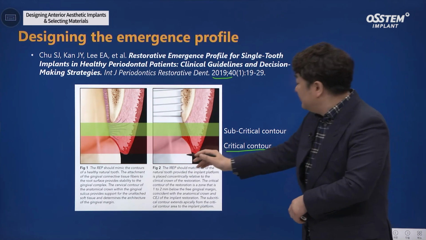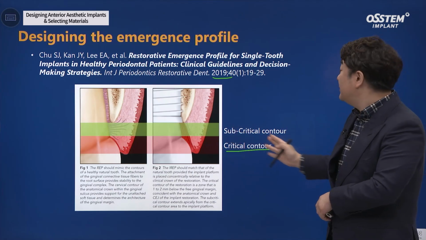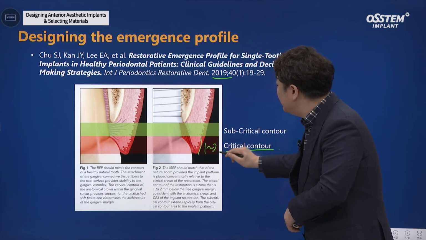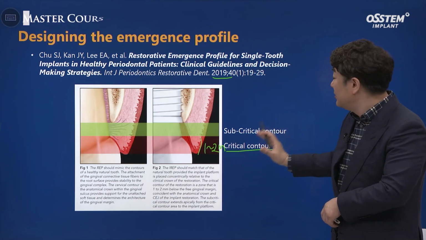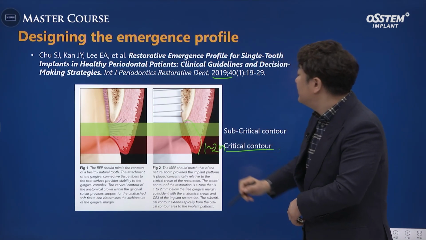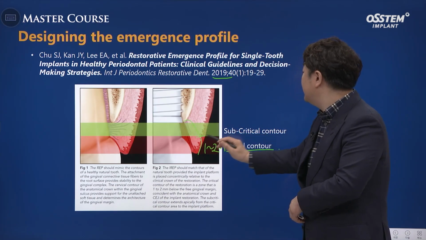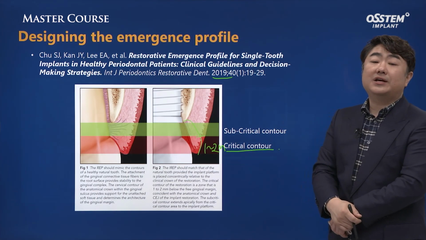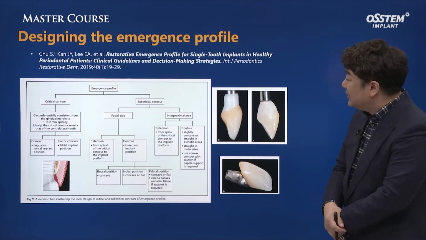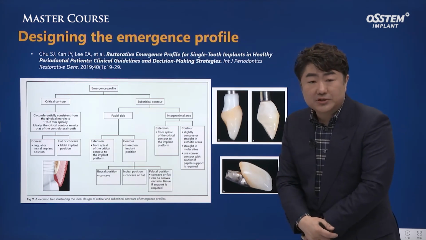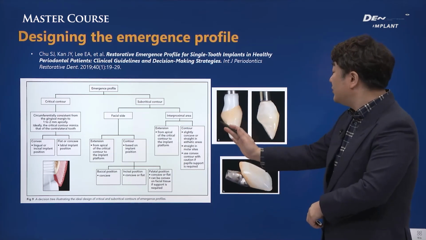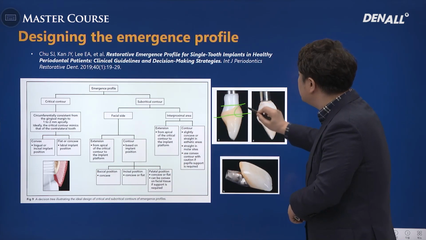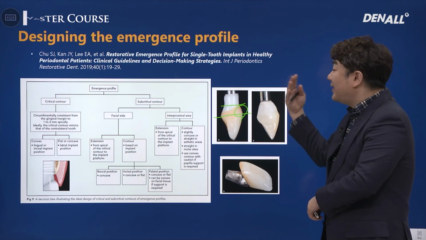From the free gingival margin, 1 to 2 millimeters of area is referred to as the critical contour, and below that up to the implant top is referred to as the subcritical contour. How the design is determined here is the key. This is something that we may all know. It needs to be similar to the natural teeth. In the critical contour, it needs to be convex. And below, it is either straight or concave.